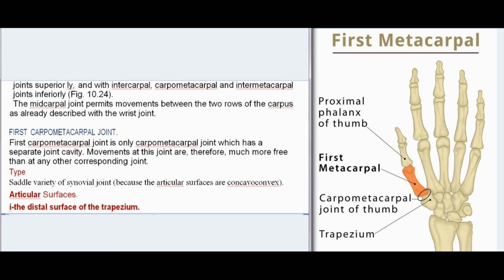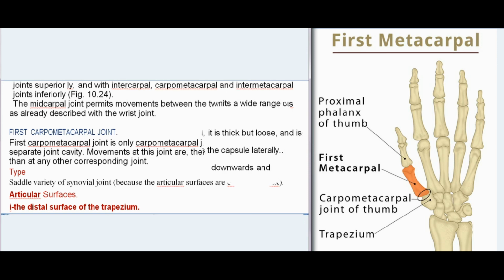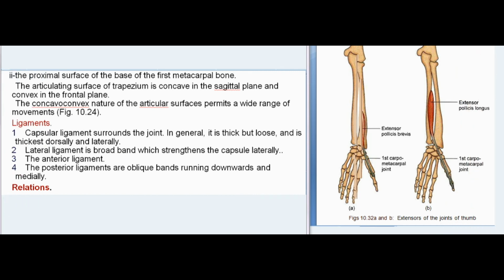Type: saddle variety of synovial joint, because the articular surfaces are concavo-convex. Articular surfaces: 1. The distal surface of the trapezium. 2. The proximal surface of the base of the first metacarpal bone. The articulating surface of the trapezium is concave in the sagittal plane and convex in the frontal plane. The concavo-convex nature of the articular surfaces permits a wide range of movements, Fig 10.24.